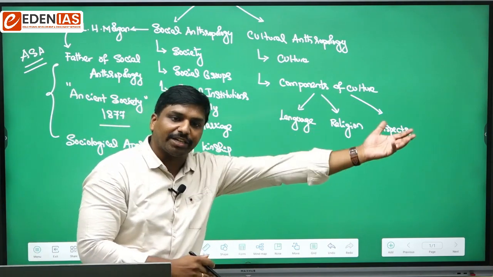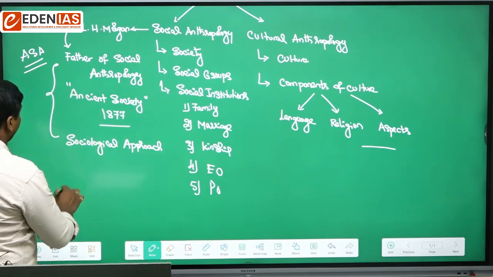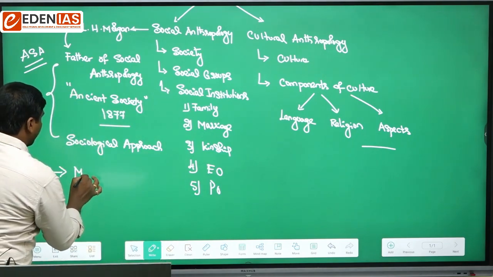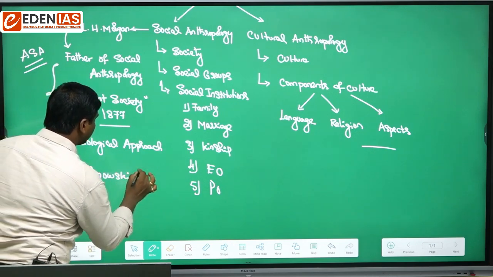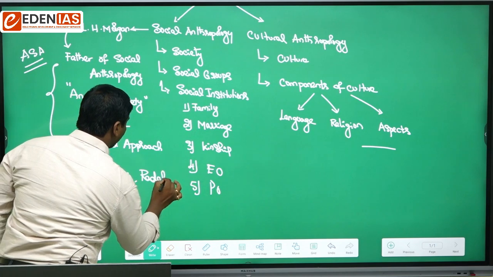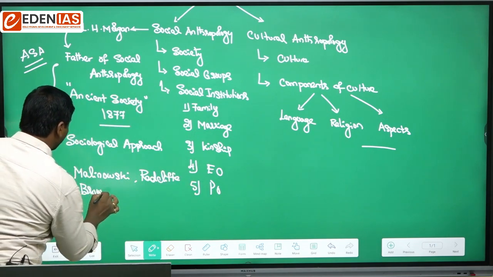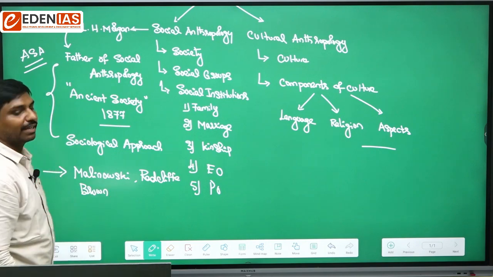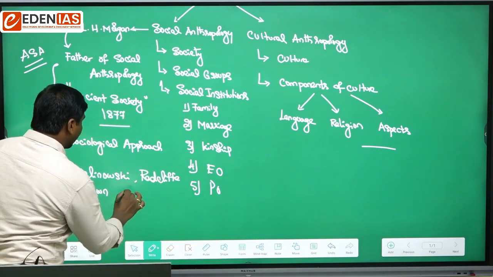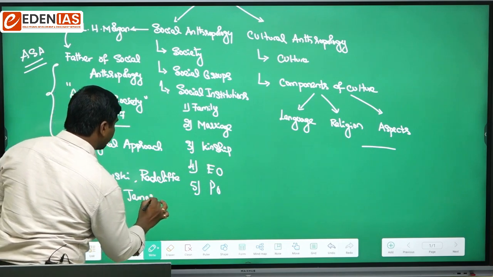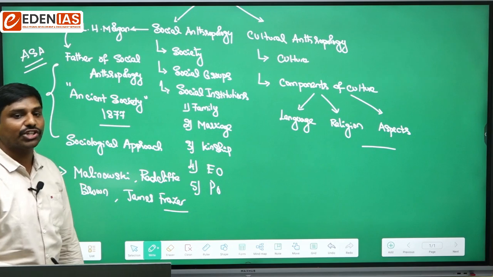by other scholars, like we have Malinowski, Radcliffe Brown, and other scholars like James Fraser. So these are some of the aspects related to socio-cultural, social anthropology.